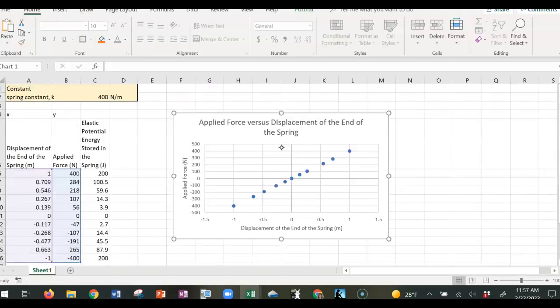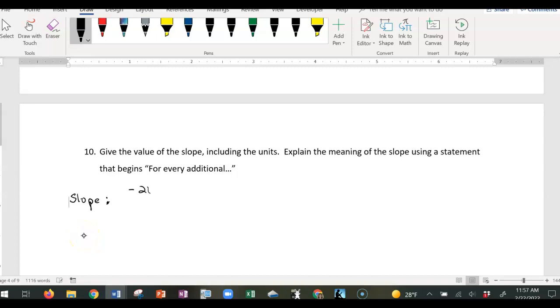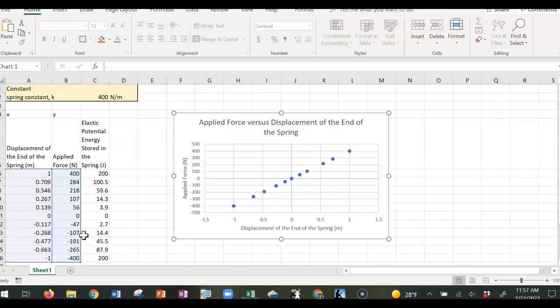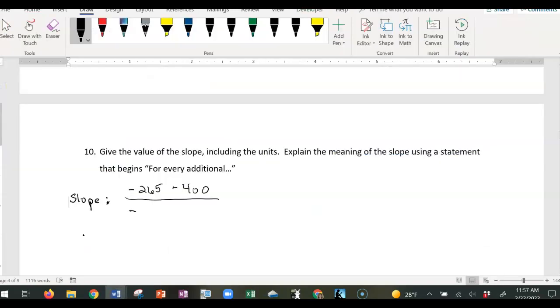Let's see here. So I'm going to say 87.9, or oh no, I'm sorry, negative 265 minus 400, these are just the 2 points I'm choosing, over negative 0.663 and 1. This was newtons, and this is meters. And let's see what we get here. So negative 265 minus 400 is negative 665, and I'm going to divide by negative 0.663 minus 1.